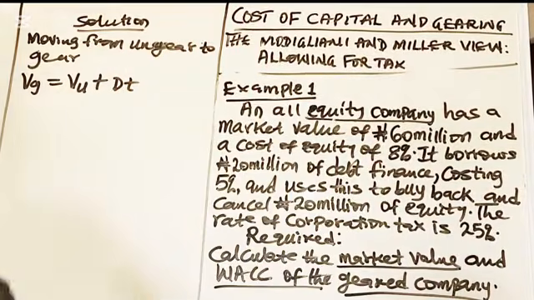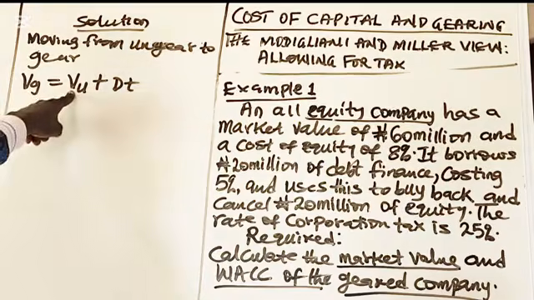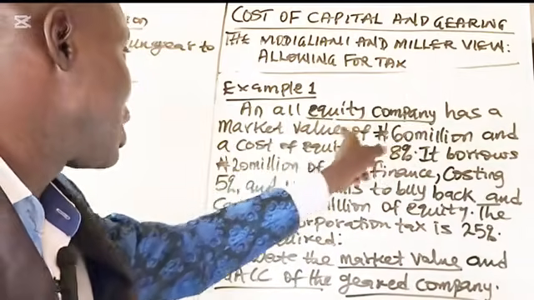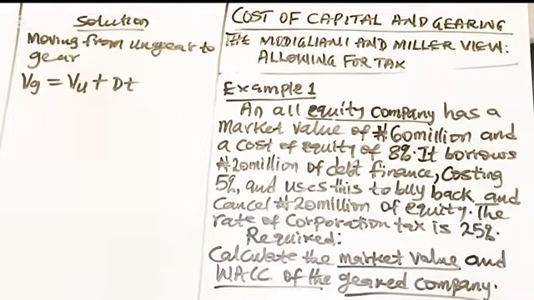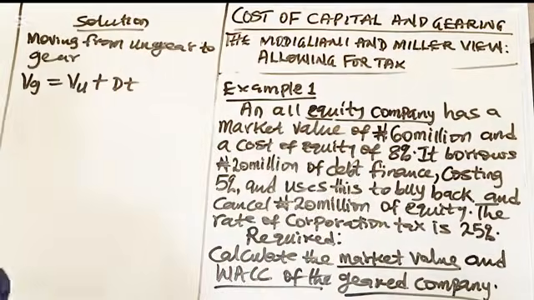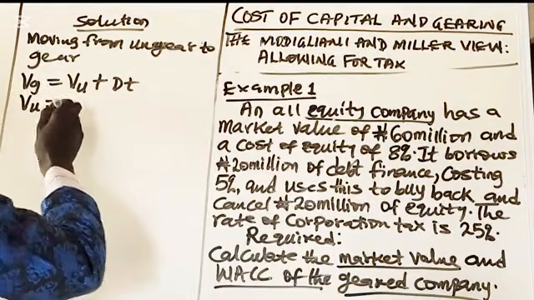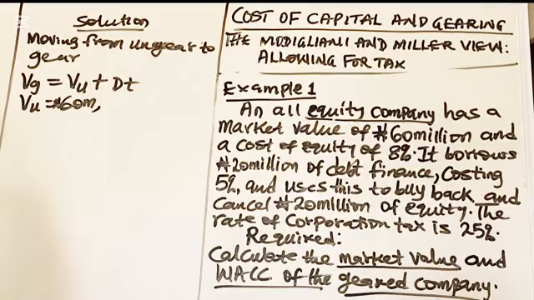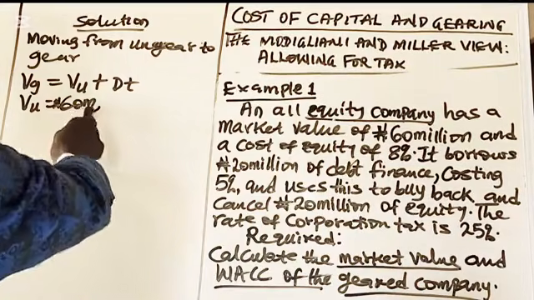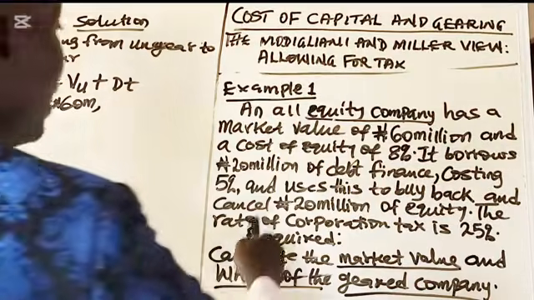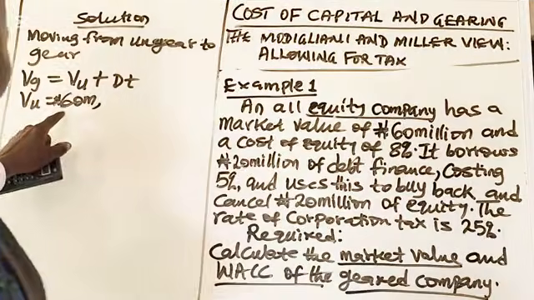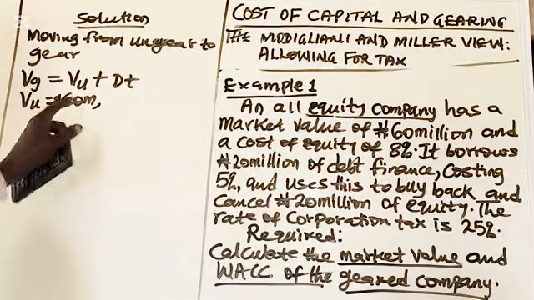So if you go by the question, the company was not geared before. That means it was ungeared. So when the company was not geared, what was the value of the firm? The all equity company has a market value of 60 million. That means the market value of the company when it was ungeared was 60 million. Value of ungeared company is 60 million naira. And a cost of equity of 8%, you are given cost of equity of 8% when the company was not geared.